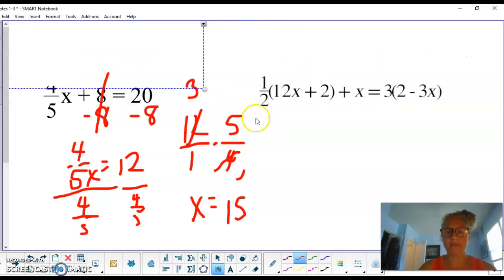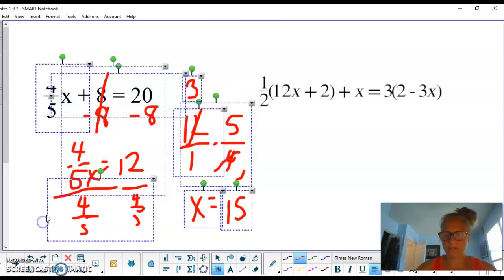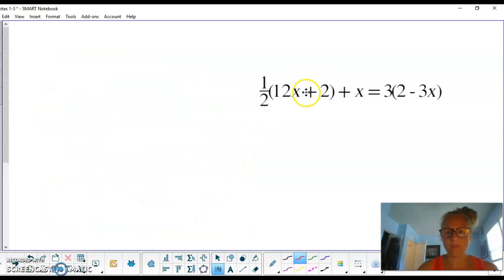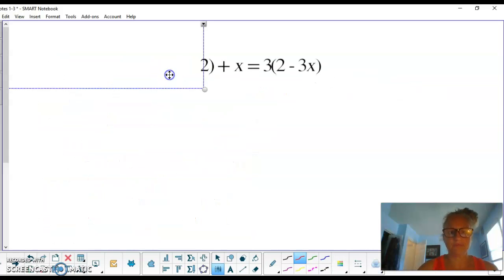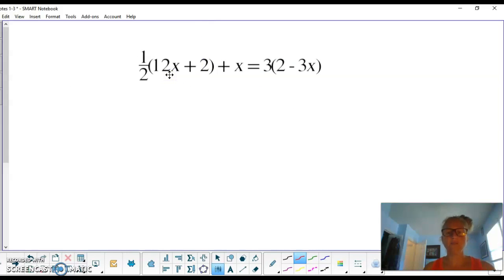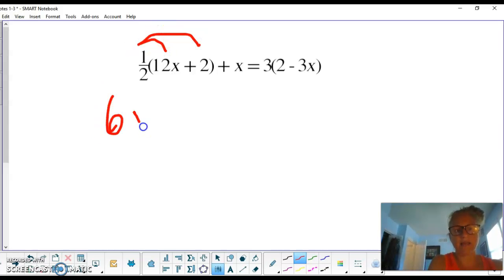The next one here, so let me get rid of all this. There we go. Move this over. Okay, so the next one here, this involves all the different steps that you're going to have to do. So the first thing we're going to do here is distribute. So we're going to distribute the 1/2 to both terms. So we get 6x plus 1, and we're going to bring down that x.